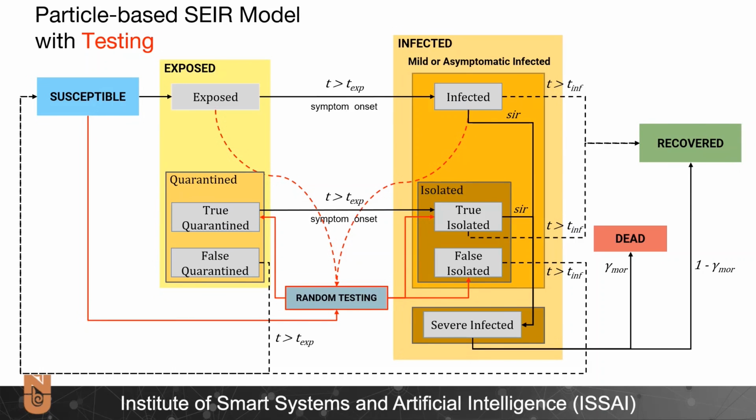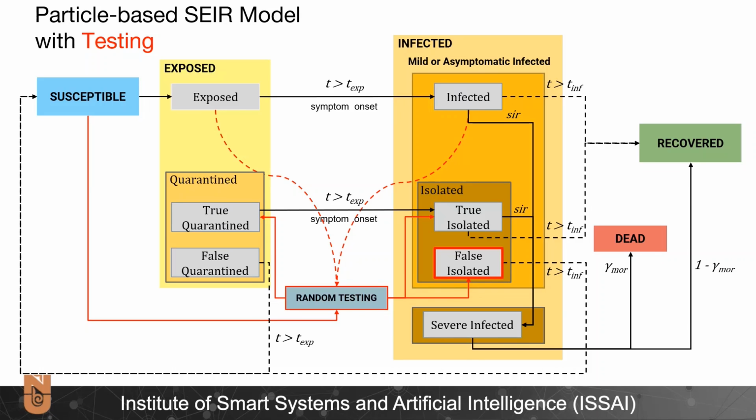For this particle-based simulator, we added a testing module that integrates testing parameters such as test specificity and test sensitivity. We are testing susceptible, exposed, and infected particles, as we don't need to test quarantined, isolated, or severe infected particles. Susceptible particles that were tested false positive by the test are sent to the false isolated state. As they are not infected, they will go back to the susceptible state after the infection period is over.